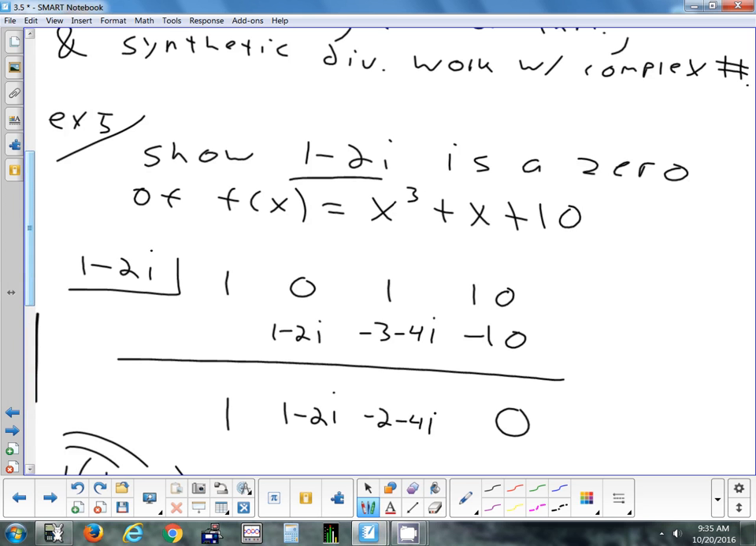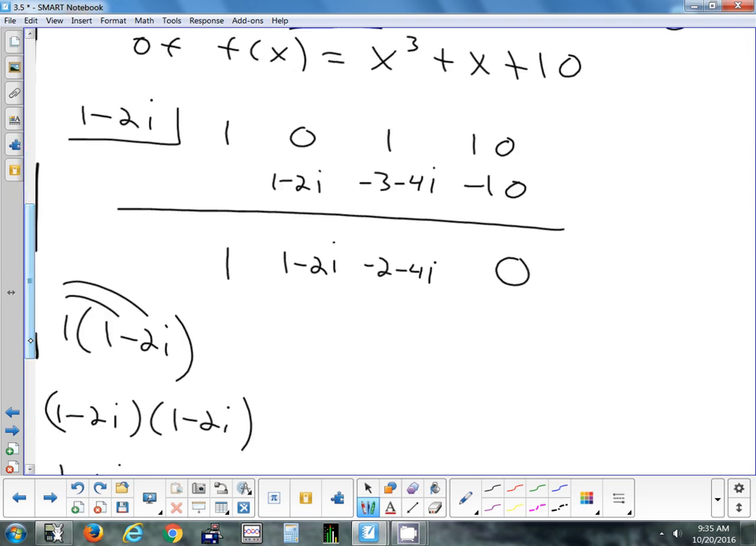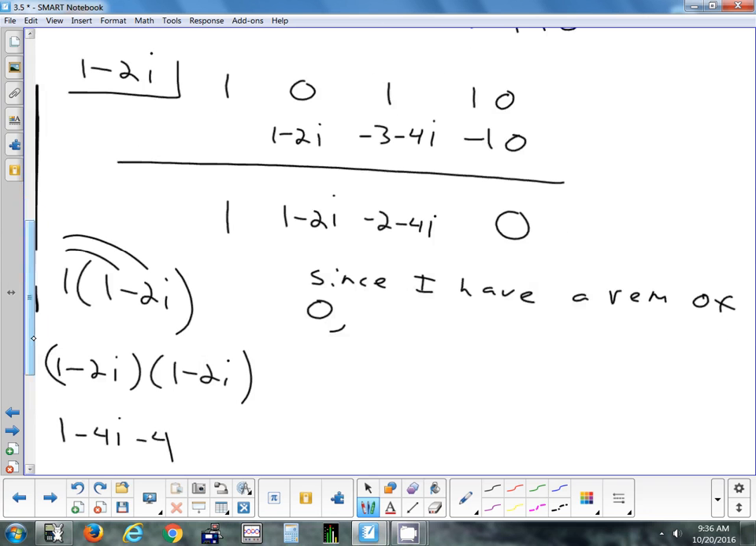Okay. So it is a little bit more work, but it's not too bad, especially the last one and the first one. Those aren't bad. Just the two in the middle take a little extra time. Any questions on that? How would I write that out? That's it, just show that it's a root. I guess you could say, since I have a remainder of 0, 1 minus 2i is a root.